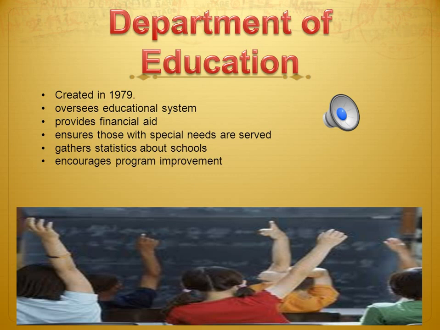There's something called the 504 and IEPs that are written up for students with certain disabilities, and they have a right to a very good education. So the Department of Education ensures that they have access to good schooling. It also encourages programs to improve. So they study and research certain programs within high schools and middle schools to see, are these really working? Are we getting the results we want? And with that, they gather statistics about the school.